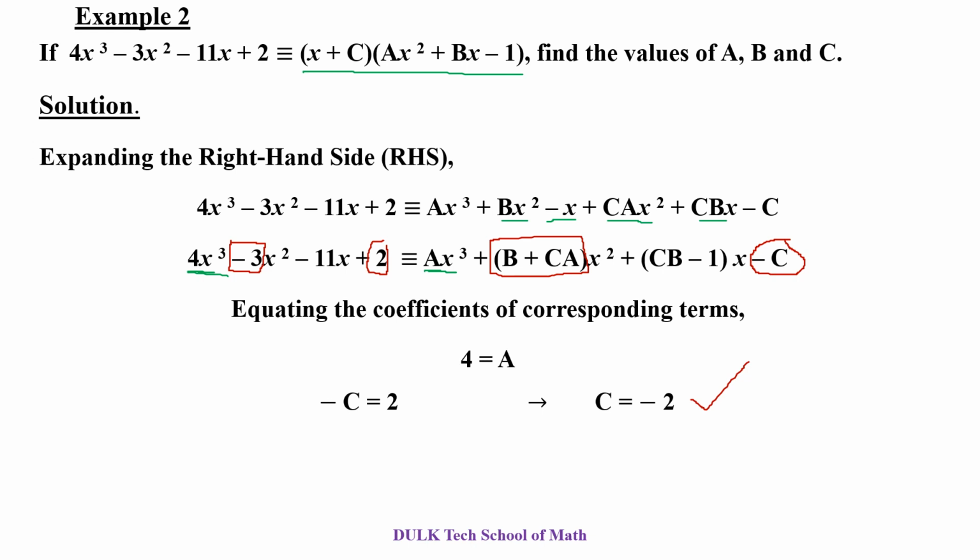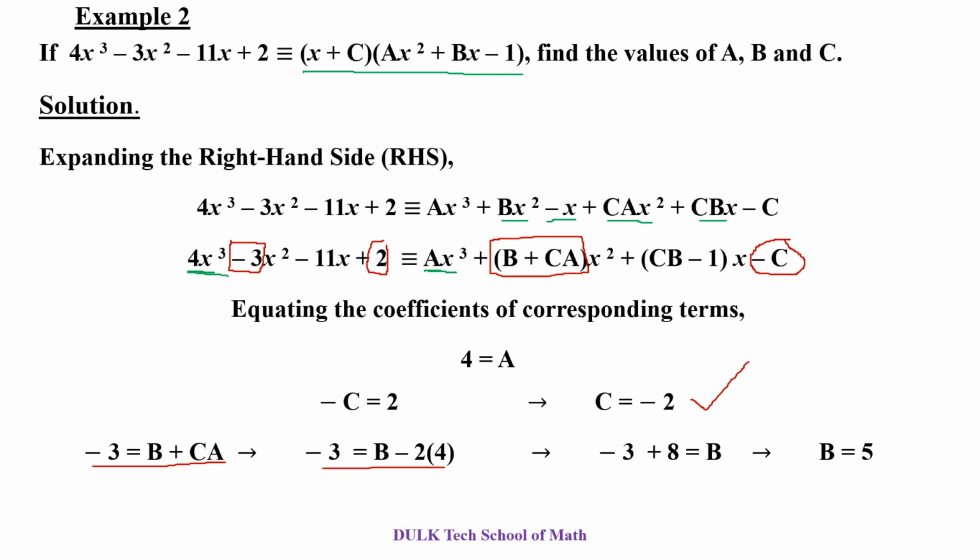Now that we have the value of a and c, we can compare the coefficients of x squared on the left side and the coefficient of x squared on the right hand side. We are saying minus 3 is equal to the whole of this, b plus ca, like this. If we substitute the value of a and the value of c, we find out that minus 3 is equal to b minus 2 times 4. Then minus 2 times 4 is minus 8. To the other side, we end up having this equation. And if we solve this problem, we find out that b is equal to 5, then we are done. a is equal to 4, b is equal to 5, c is equal to minus 2, like this.